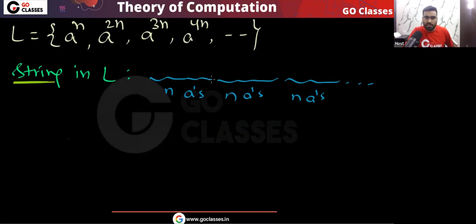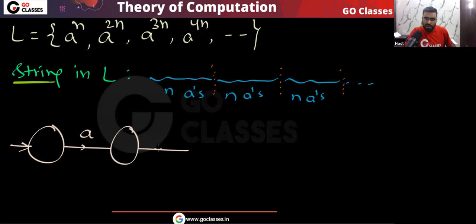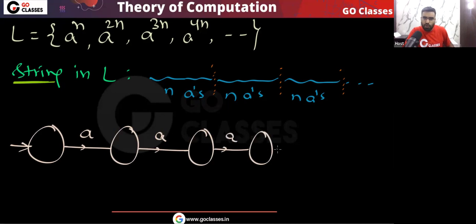Now you can easily see, first we want to accept a^n. Do you agree? This is what we want to accept. Tell me, to accept n a's, how many states do I need? To accept 1 a, I need 2 states. To accept 2 a's, I need 3 states. To accept 3 a's, I need 4 states, and so on.